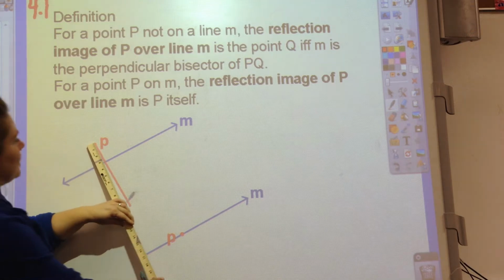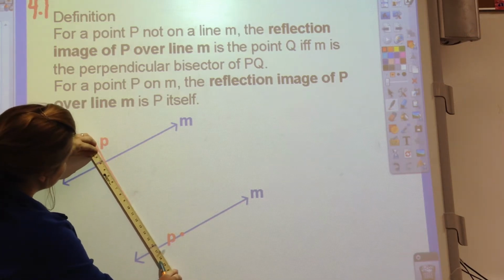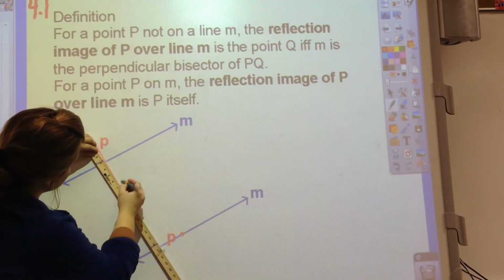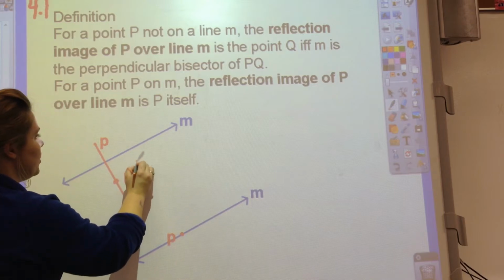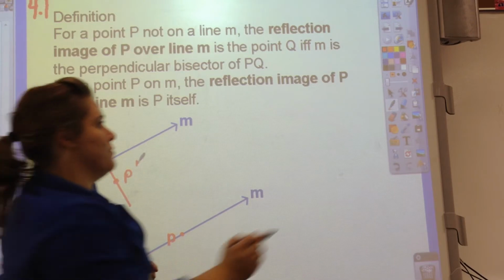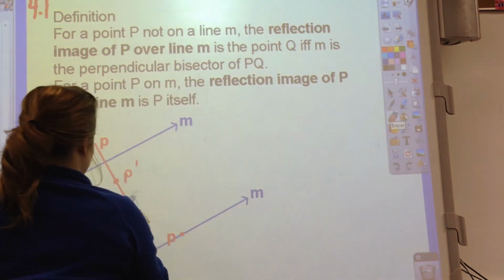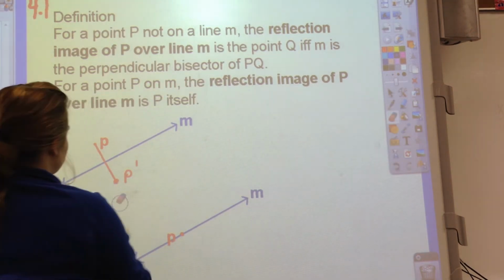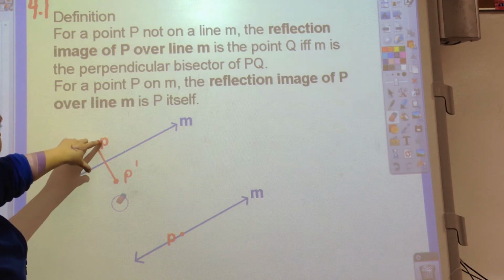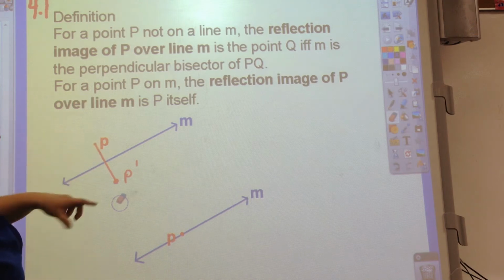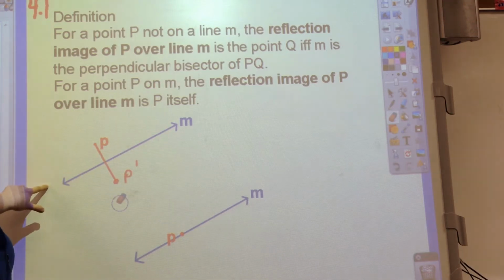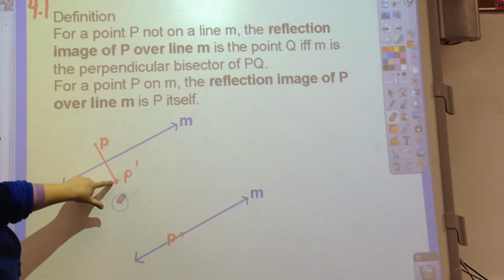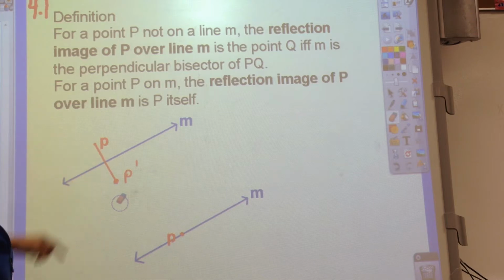And then I'm going to measure between P and my line, and I have 3 inches. So now I'm going to measure 3 inches on the other side, and this new point is going to be called P prime. So for my terminology, this is my pre-image, and this is my image. Now, notice that this line M becomes the perpendicular bisector of this new line right here.